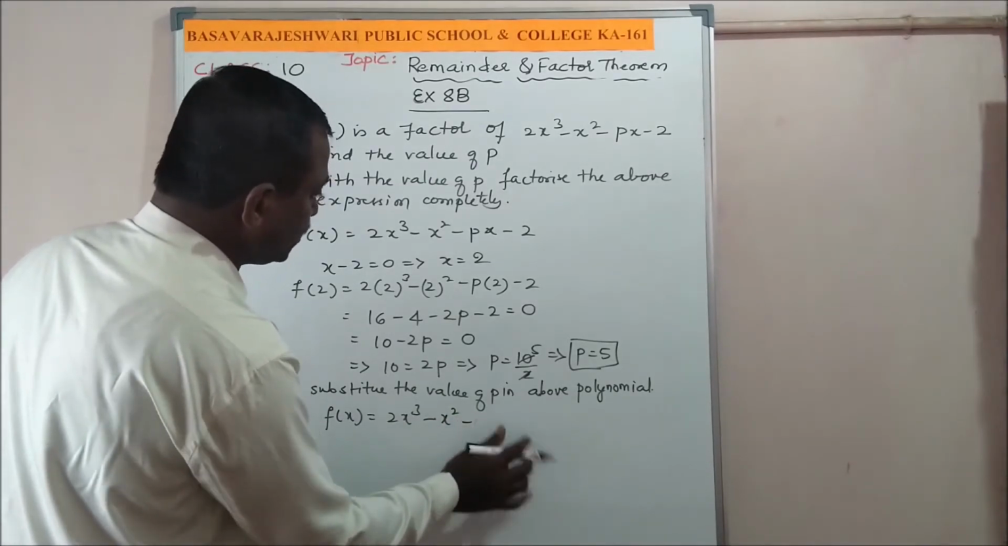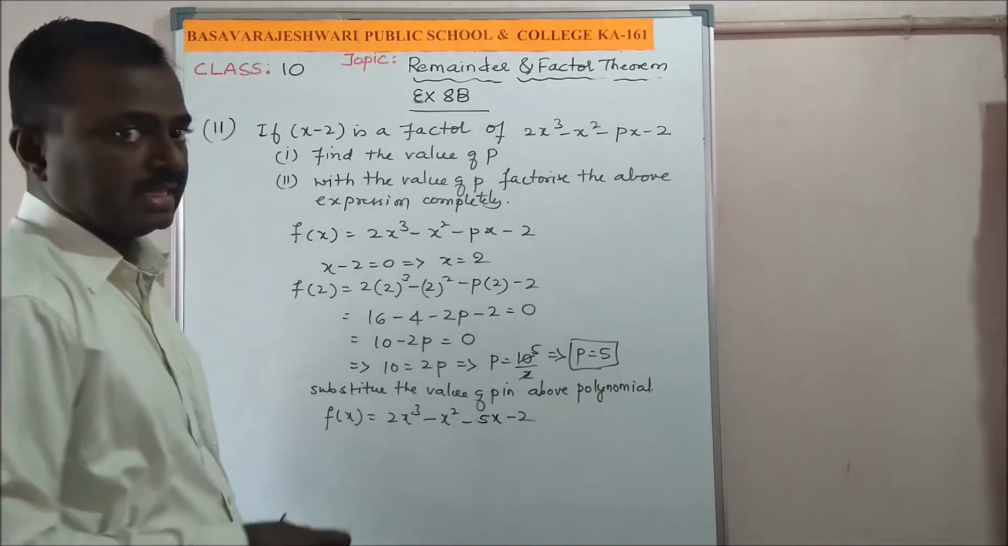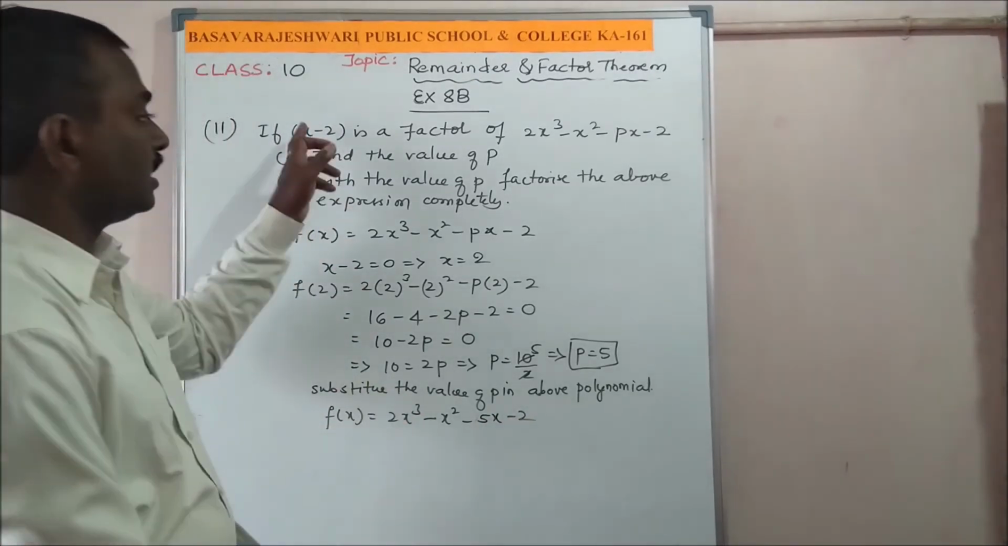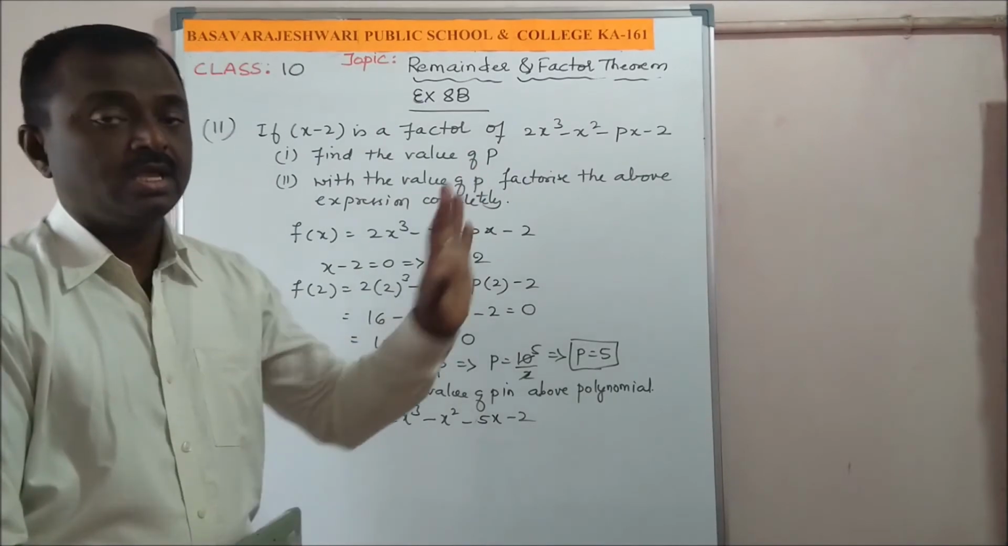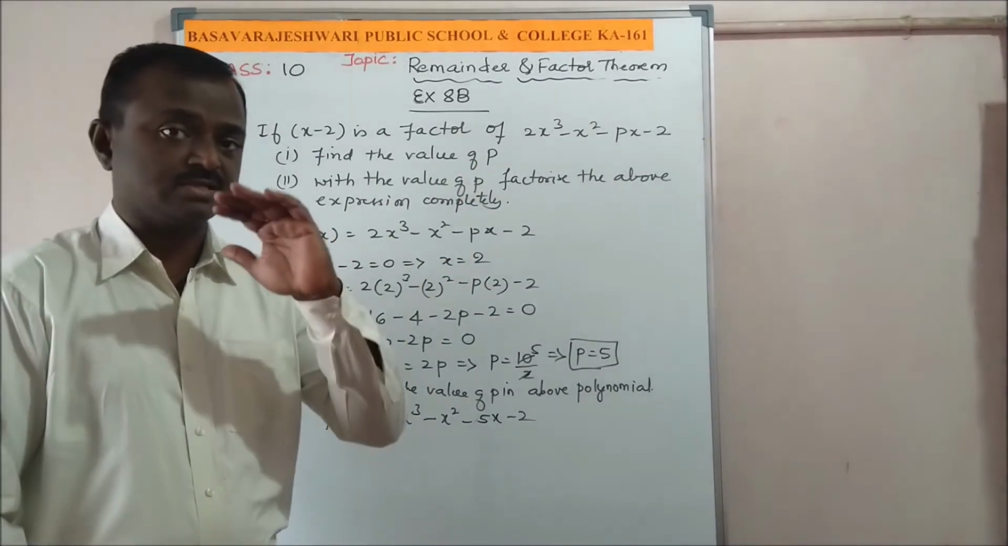Instead of p, what should I write? 5x minus 2. So this is the polynomial. And we got one factor already, explained to each other, one factor. Remaining factors we have to find. That means we have to factorize completely.